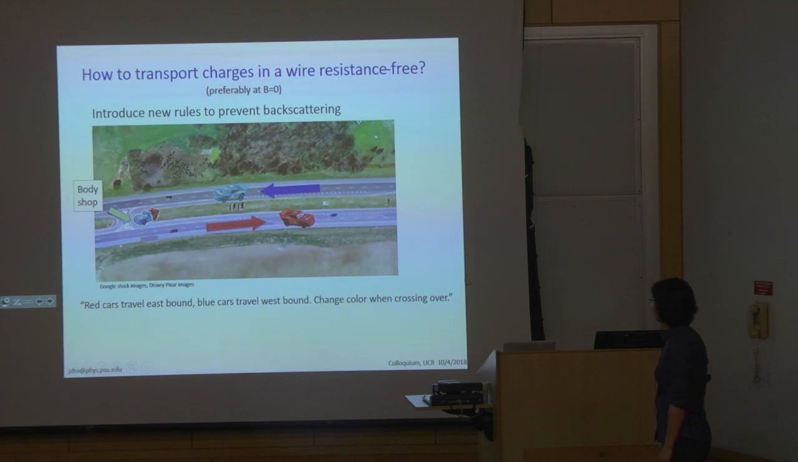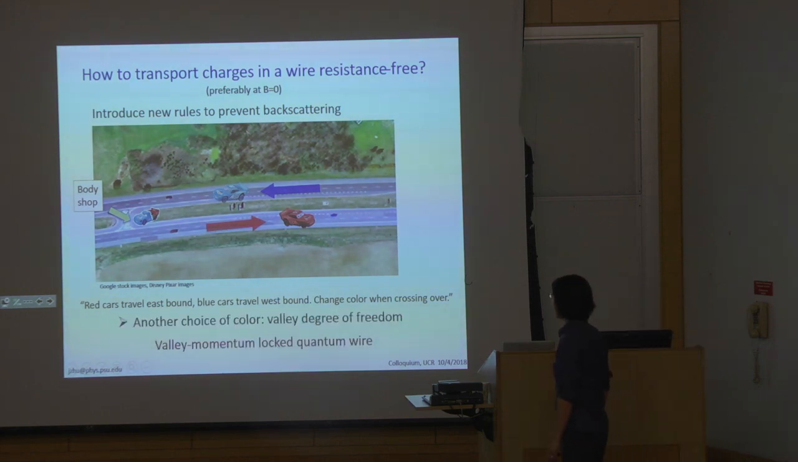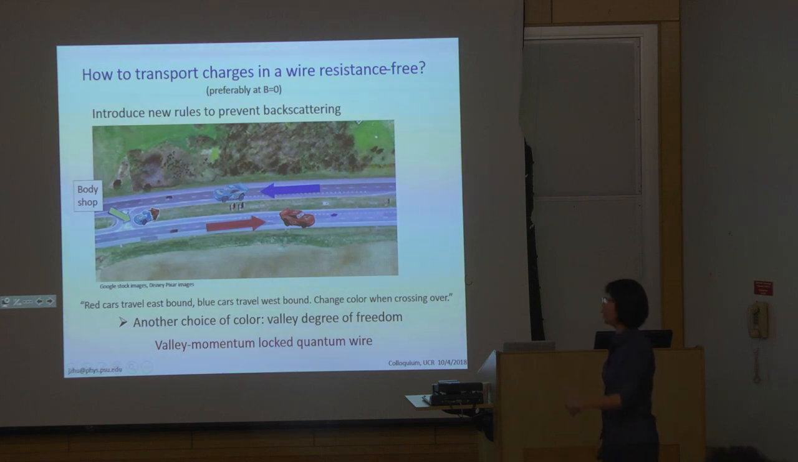So I want to show you something different. I want to show you a new color that we can give the electrons. We talked about spin being the degree of freedom. Today, I want to talk about how we create these valley momentum locked wires that would give you also ballistic transport in these 1D systems. So I will explain in a moment what valley is and so on and so forth.